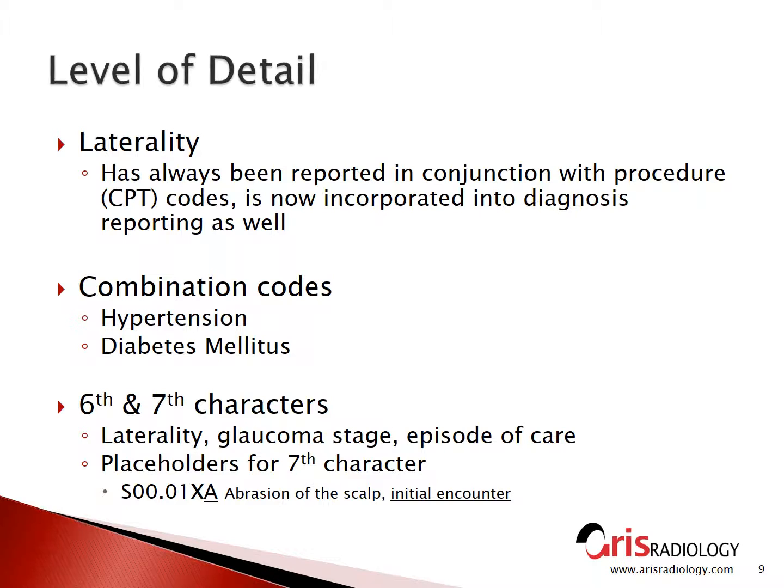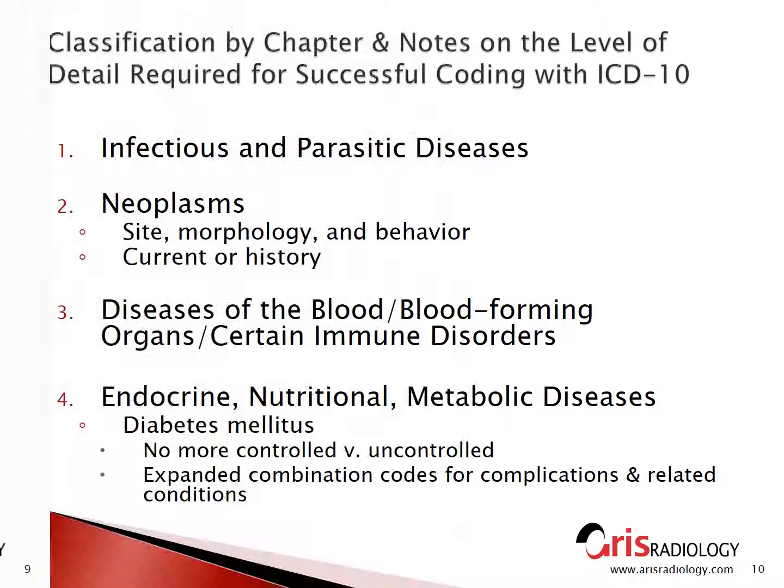In this example, S00.01XA, the code is 5 characters in length. The X is the 6th character placeholder because A, initial encounter, has to be in the 7th position. The codes in ICD-10 are divided into 21 chapters, which I'll cover briefly.